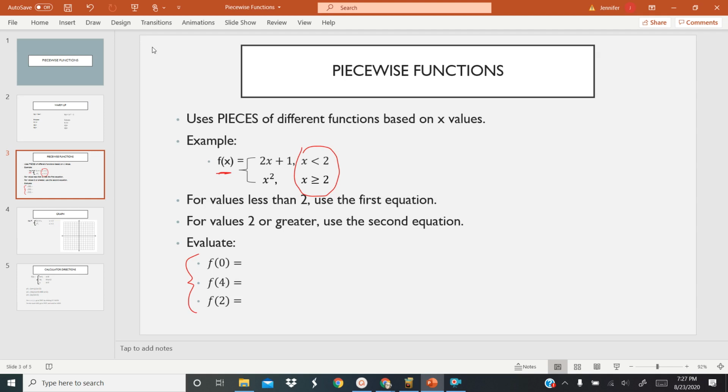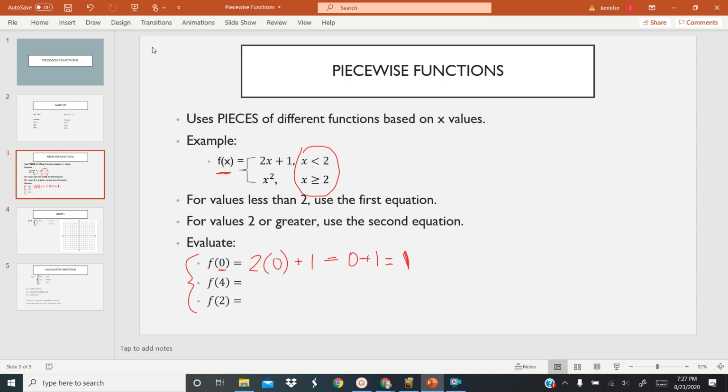So for f of 0, that means x equals 0. Then 0 is less than 2, so you're going to use equation 1. So you're going to do 2 times x, which is 0, plus 1. Solving that out, 2 times 0 is 0, plus 1, and that's just going to equal 1. And sorry if my handwriting isn't great. I don't have the best pens to use on this laptop, but we're going to try.